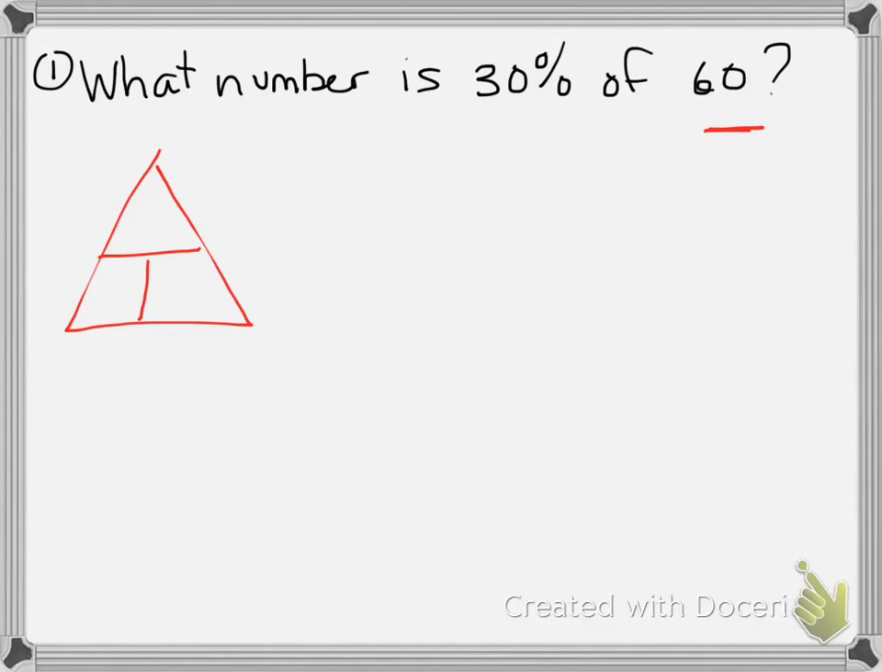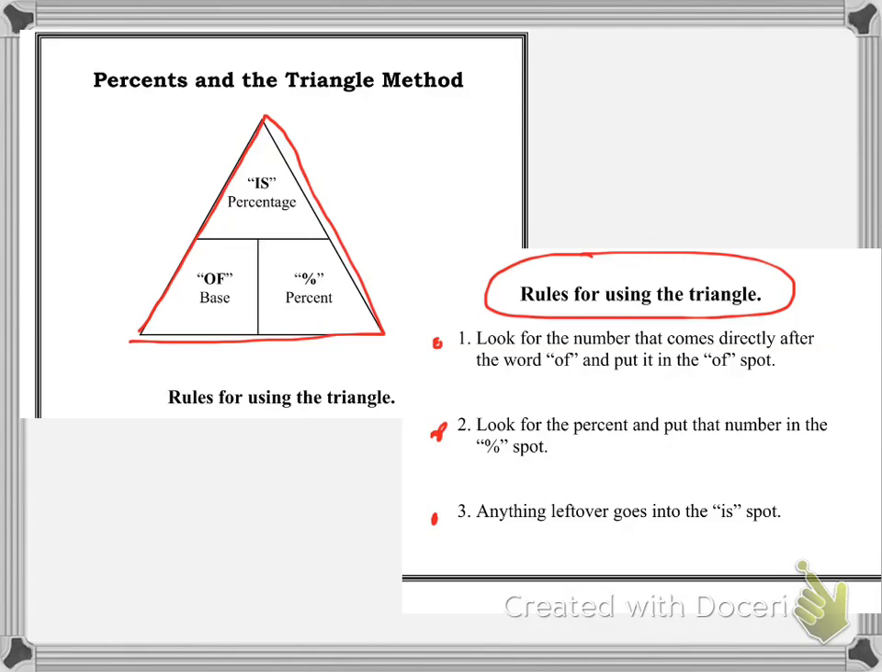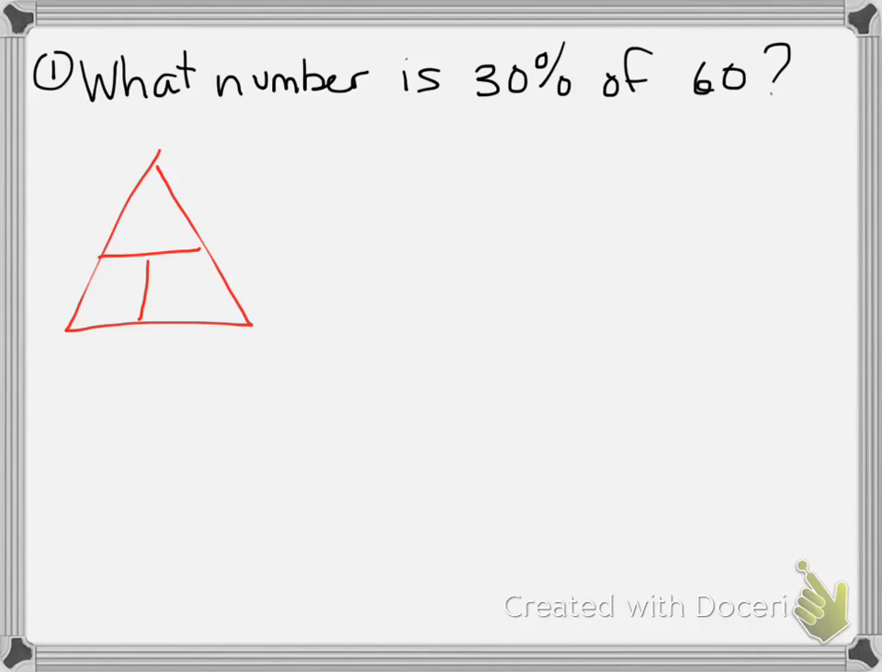Did you forget where things were? Let's go back in time here. Of is in the bottom left hand. I'm going to pop it right here. Okay. Now what is rule number two? Percent. I see a 30%, that goes right here. Alright. There is no is number. There are no leftover numbers to put inside the top, so that means the top is bare. You're solving for the is, or the percentage.